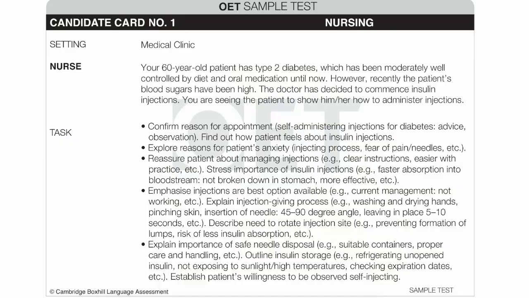Let's take a look at an example OET speaking role card now. So this is what your role card will look like. It will say the profession at the top, in this case nursing. It will then say the setting, so that's the place that the consultation is happening. It will then have your role. In this case, it is nurse, and it gives you some background to the patient. It usually gives their age, any conditions that they have, and their reasons for coming in to see you today.